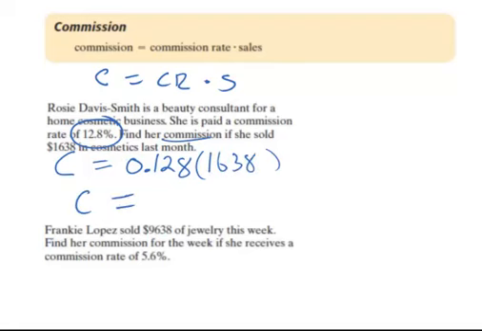So her commission is going to be equal to 0.128 times $1,638. Her commission, if you notice on your calculator, you should be coming up with 209.664. We need to round to the nearest penny. Means we need to have exactly 2 decimal places to my right. So that would be 66, because the number after the 6 is a 4, so I can't round that second 6 up.